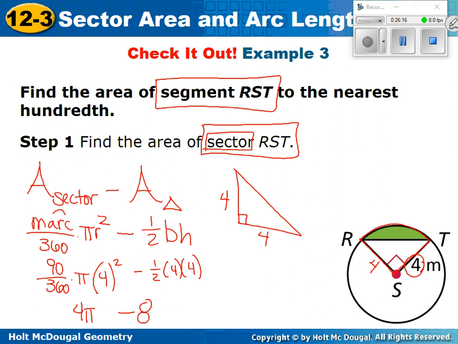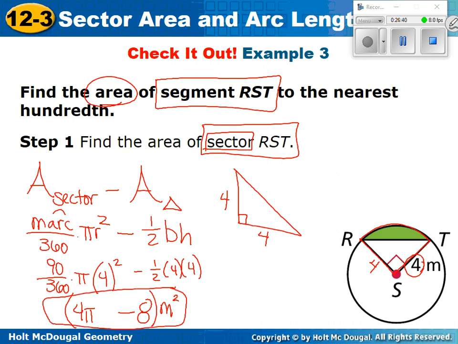Okay, I want you to listen carefully before you move on. If I asked you to leave your answer exact, could you subtract the 4 pi minus the 8? No. This would be your answer. You're finding the area, so what would be your units? Meters squared.